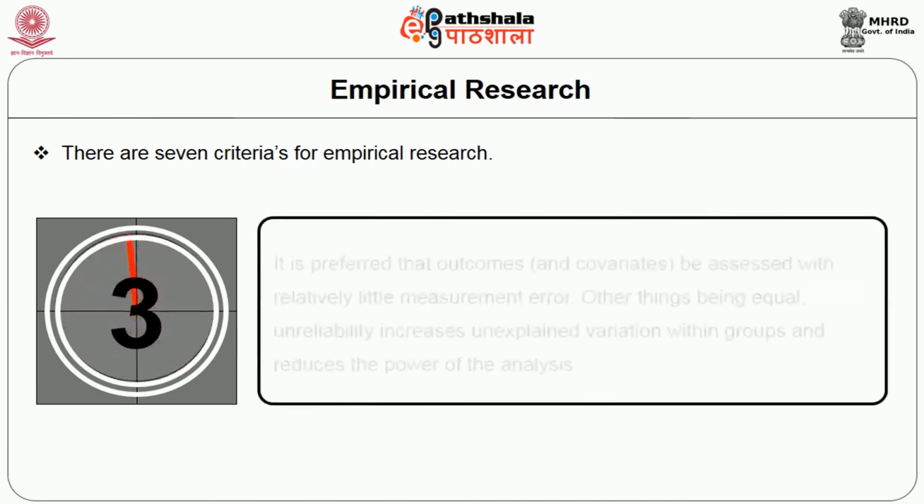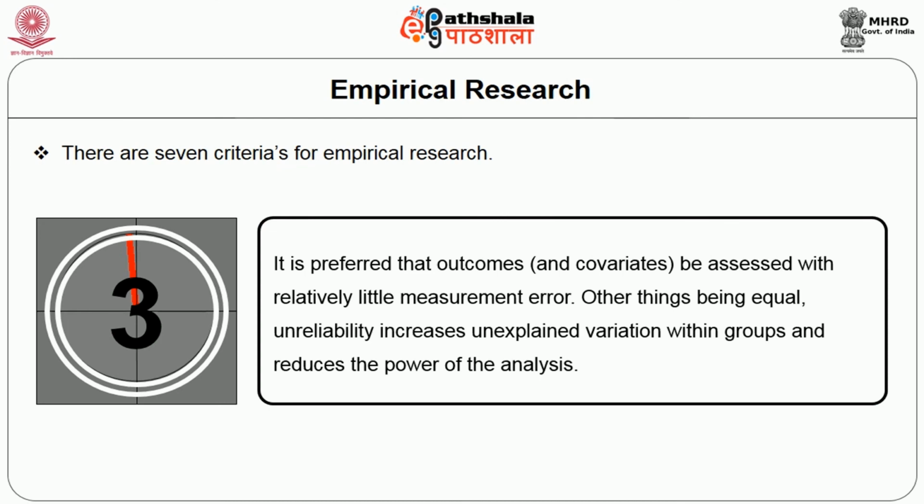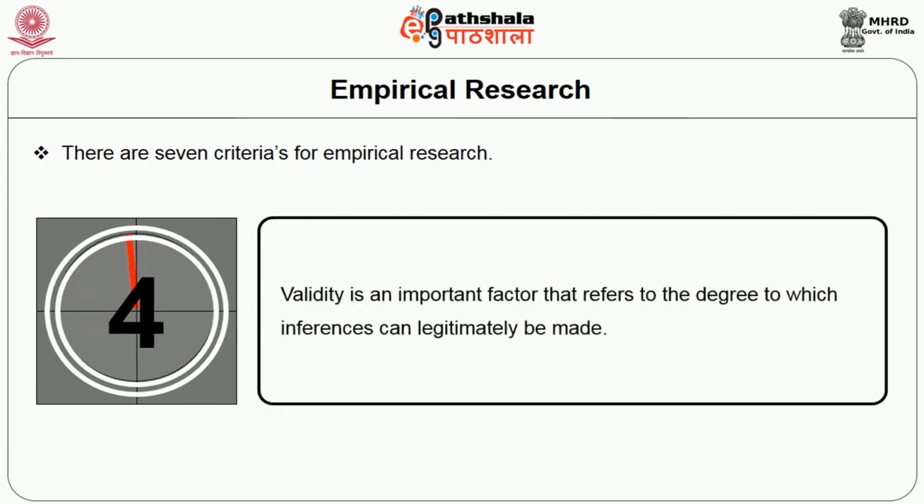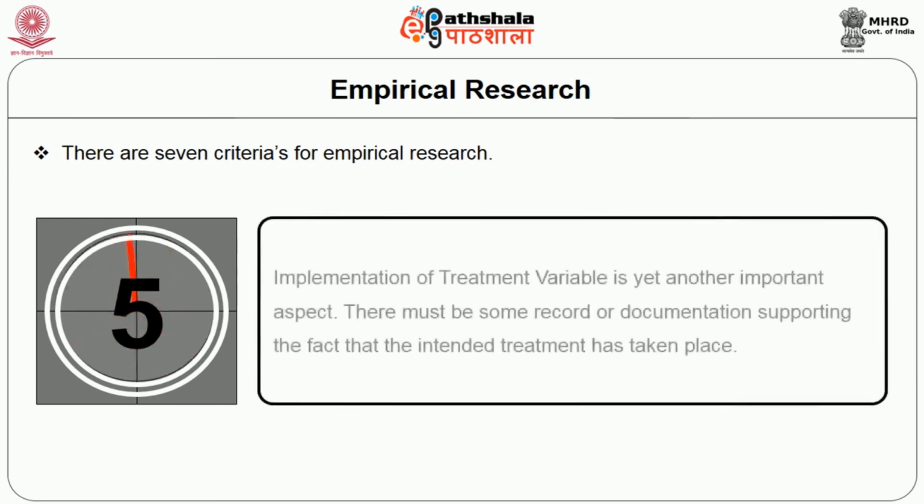The third criterion, it is preferred that outcomes and covariates be assessed with relatively little measurement error. Other things being equal, unreliability increases unexplained variation within groups and reduces the power of the analysis. The fourth, validity is an important factor that refers to the degree to which inferences can legitimately be made. Number 5, implementation of treatment variable is yet another important aspect. There must be some record or documentation supporting the fact that the intended treatment has taken place.